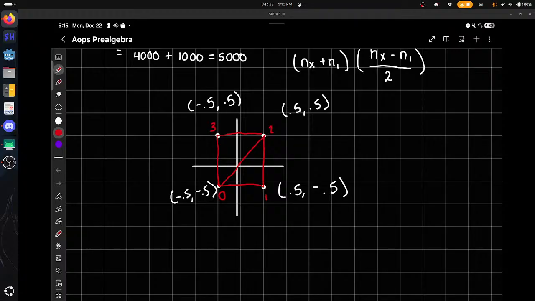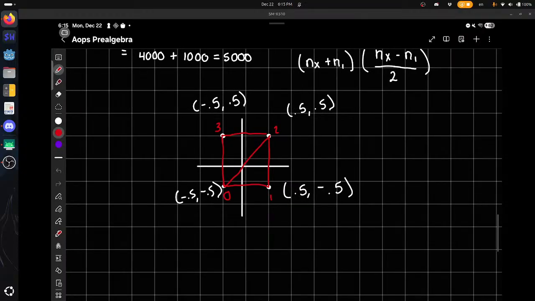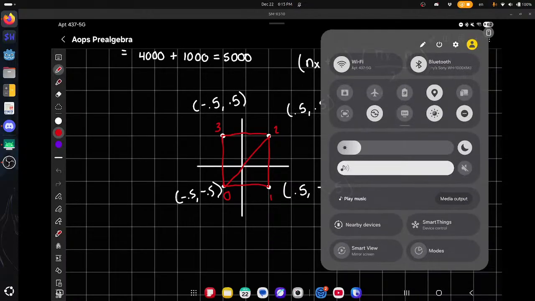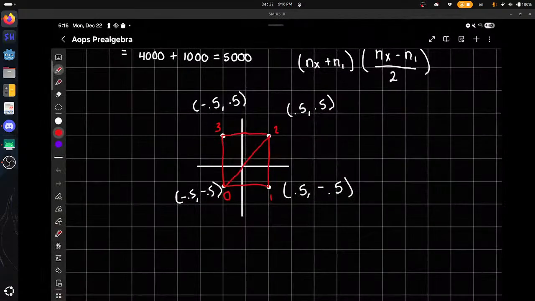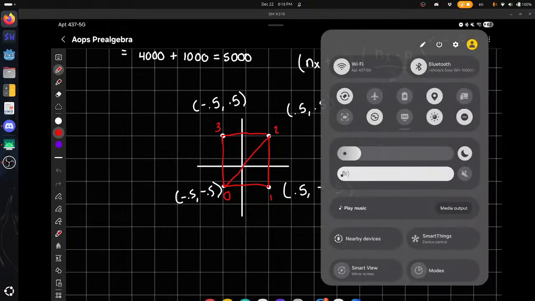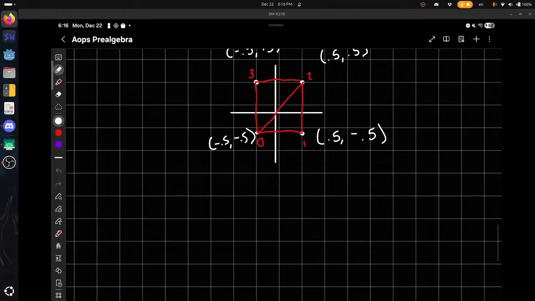Okay, where is my stylus? There it is. Okay, cool. So flip this over. Sorry, I'm just getting everything set up. Rotate this device. Okay, there we go. Awesome. Let's lock that. Okay.